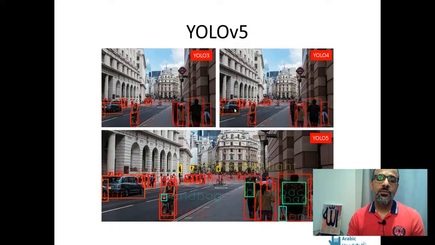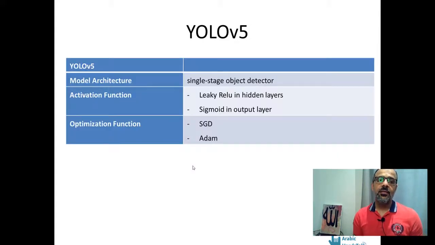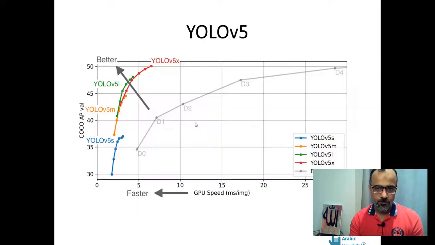As you can see in the image at the bottom, it shows more objects. It has higher resolution. You can see here in the yellow boxes, it detects the traffic lights in the background, so it's more powerful. It has the regular model architecture, which is a single stage object detector. In terms of activation function, they use Leaky ReLU for hidden layers and sigmoid for the output layer. In terms of optimization, they use SGD and Adam.